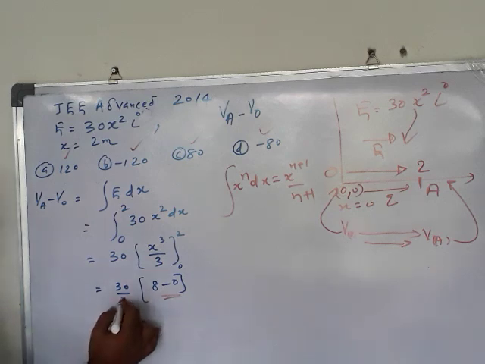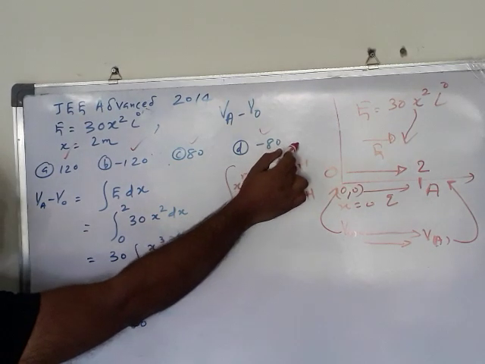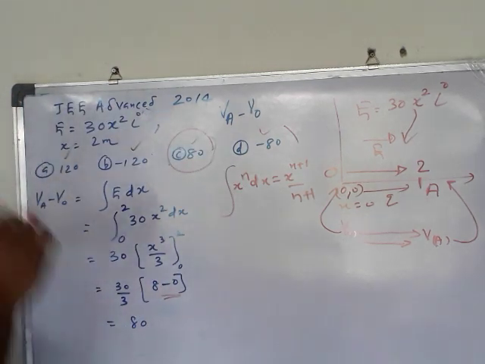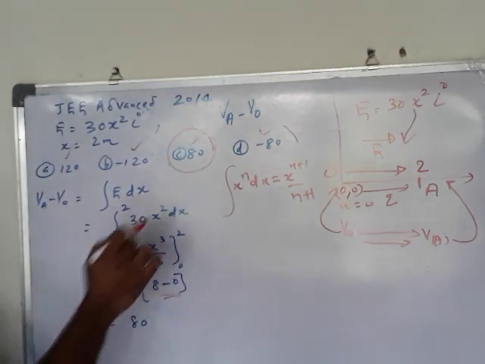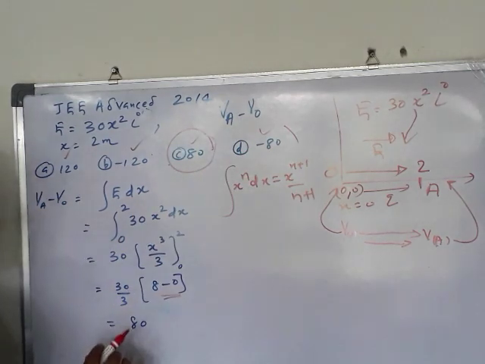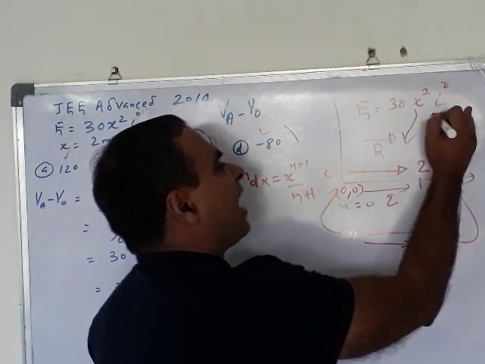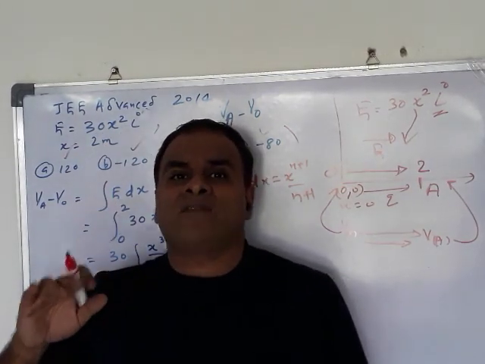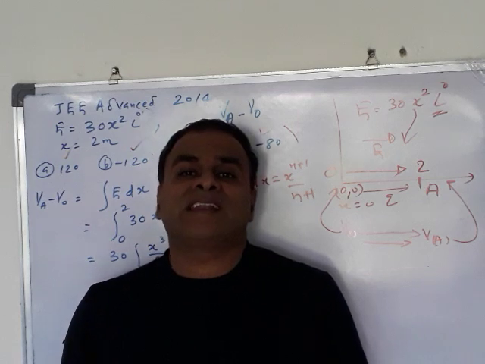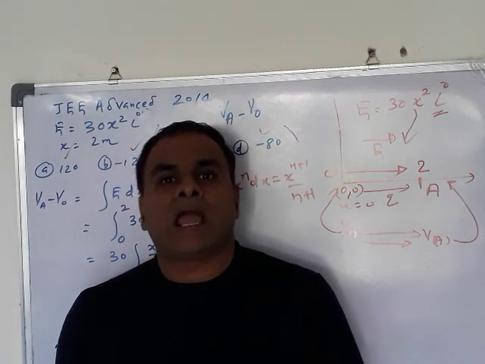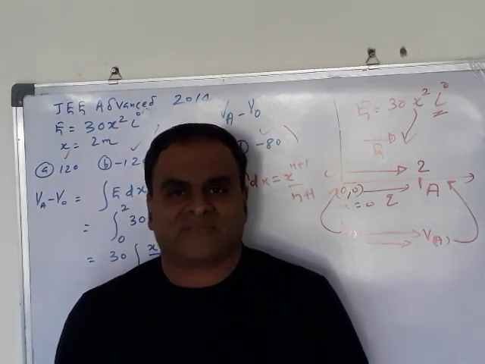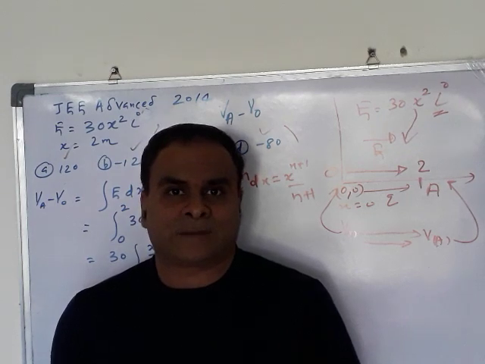So 30 by 3 is 10. 10 into 8 is 80. So the answer is D. Sorry, not D, it is plus 80, C. You understood? So it is not negative 80. It is plus 80 because the unit vector i has a lot of significance. From that i, we understood the electric field is in the positive x direction, and we are moving the charge also along the field, not against the field, in the same direction as the field.